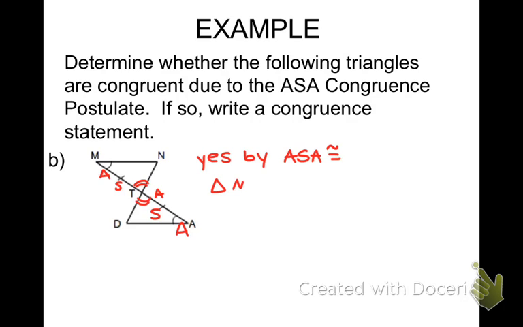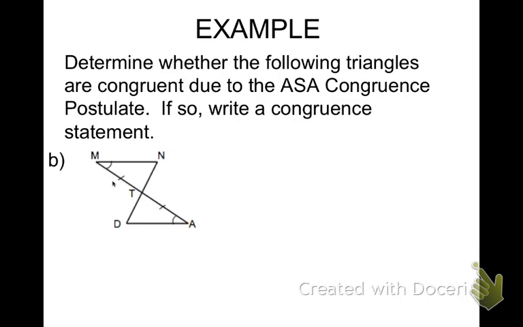Triangle, I'm going to go M, N, T. If I go M, what corresponds to M on the other side? A. N corresponds with D and then T. Good. Yay. So, angle, side, angle: the side needs to be between the two angles. For angle, angle, side, the side is not going to be between the two angles.